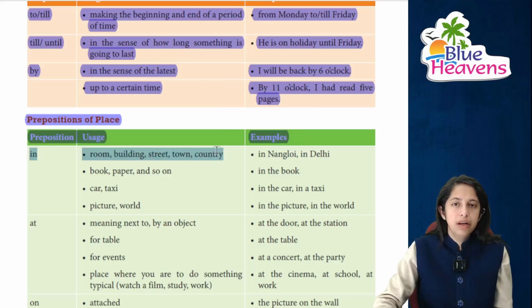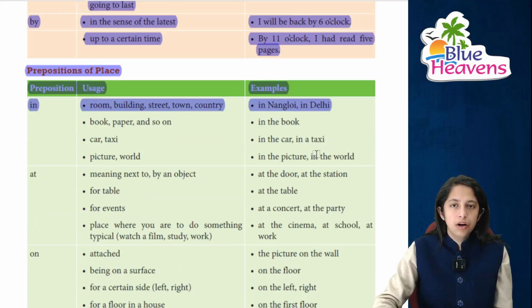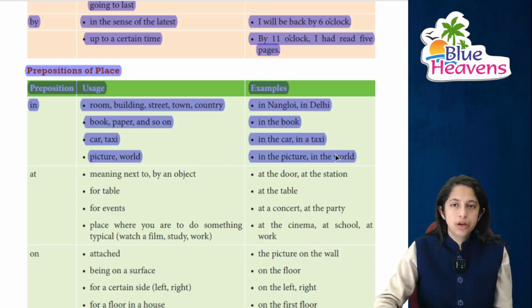इनके लिए आप room, building, street, town, country. In Nangloi, of course in Delhi. Book, paper and so on, in the book, right? Car और taxi के लिए in the car, in a taxi. Picture और world में in the picture, in the world.